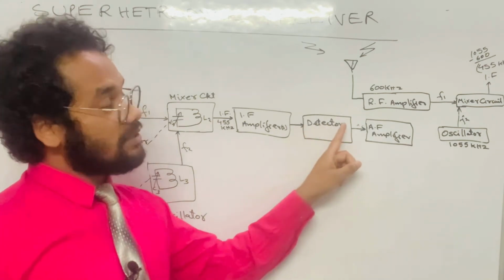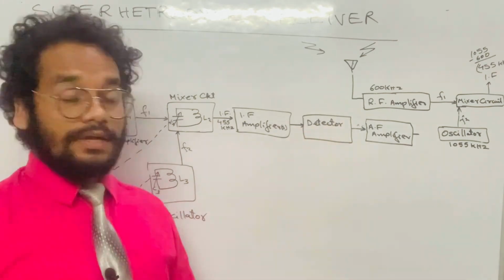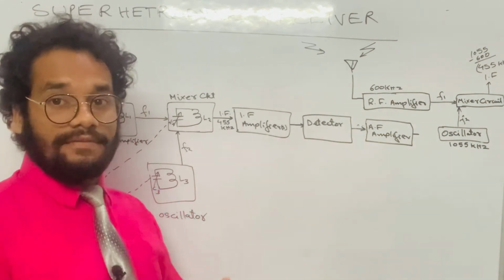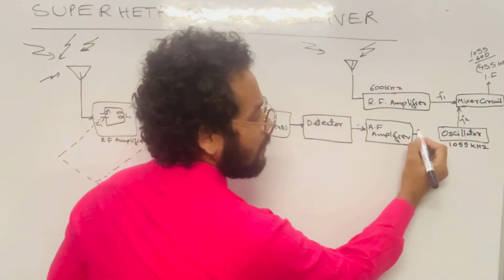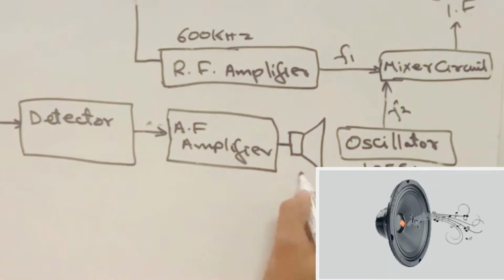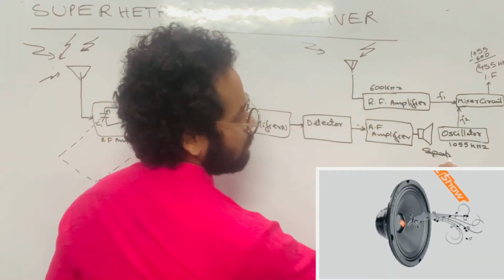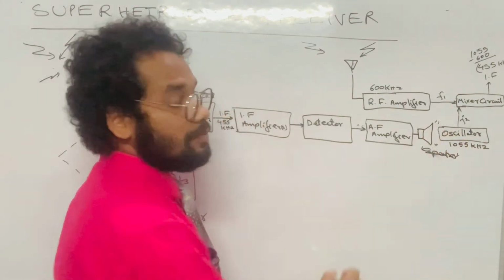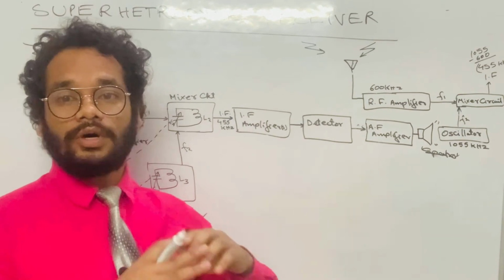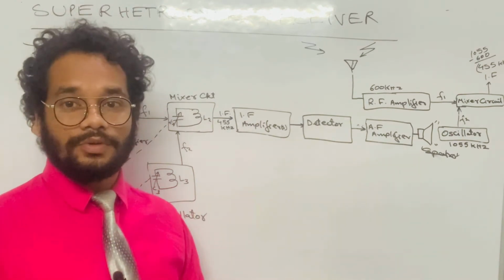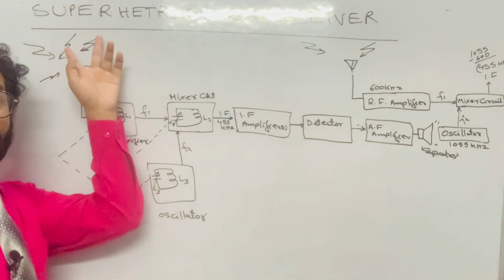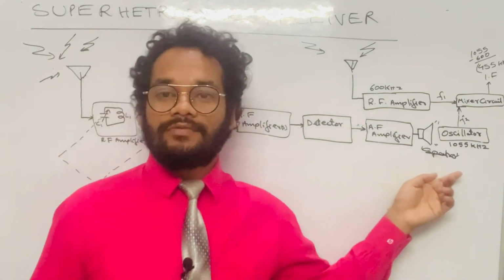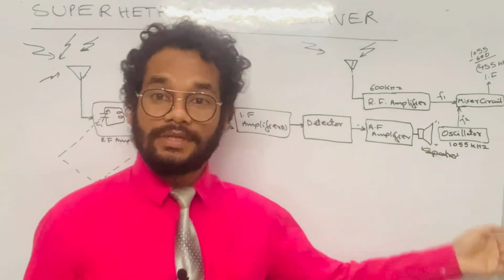It just extracts the AF, that is the information part, and then this amplifier will amplify the AF signal to such a level that it can be given to the speaker. So this is the speaker. What does this speaker do? The speaker is used to produce the audio signal in the form of sound waves, which are as powerful as it was in the broadcasting station. So hence we get the information or the audio from the speaker.